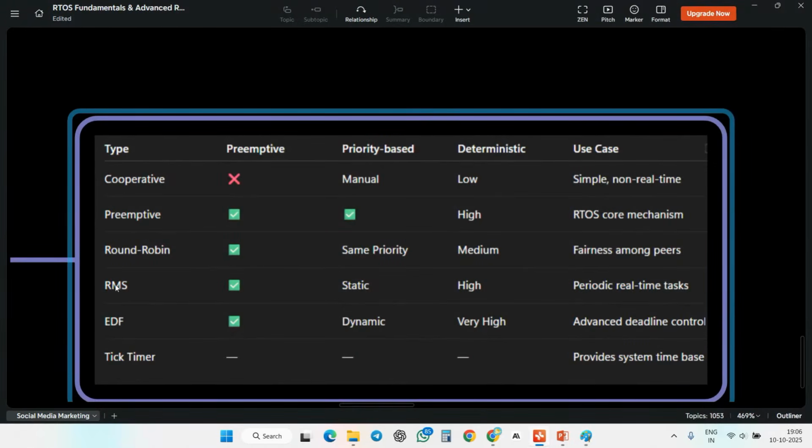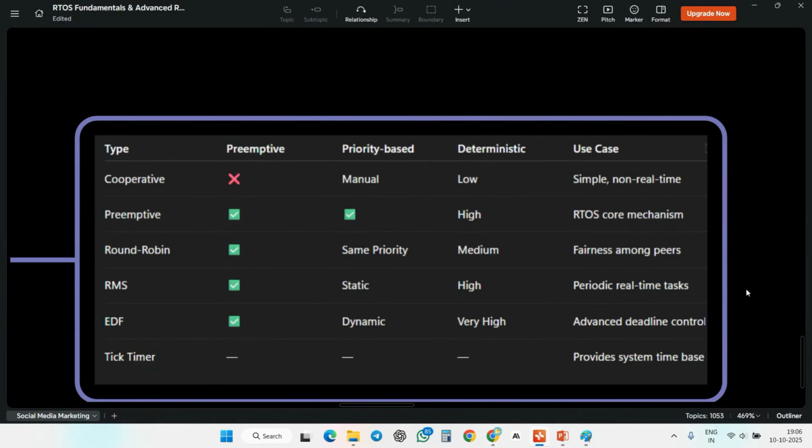And rate monotonic is static. Yes, it also preempts the task, and it is very static. It is very highly deterministic, and for periodic real-time tasks. Here also you can preempt the task. Finally, the earliest deadline first one. Preemption is also possible. It is dynamic, very highly deterministic, and advanced deadline control happens here.